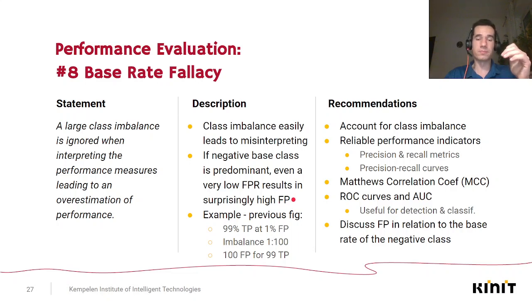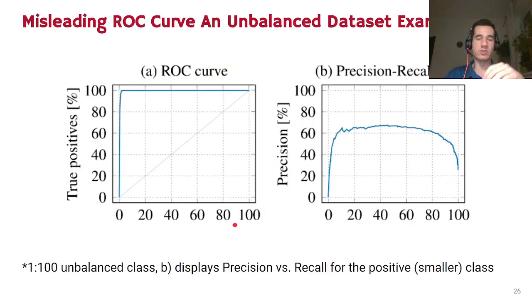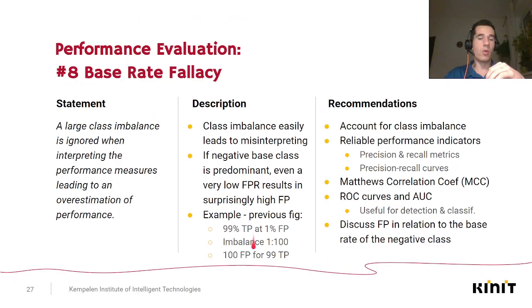What does it mean? There is an example from the previous figure I've shown. When we have 99% true positives and a 1% false positive rate, this sounds nice, the model is doing great. But when we have an imbalance of 1 to 100, what we get from the model is 100 false positives to 99 true positives, which is not really useful.